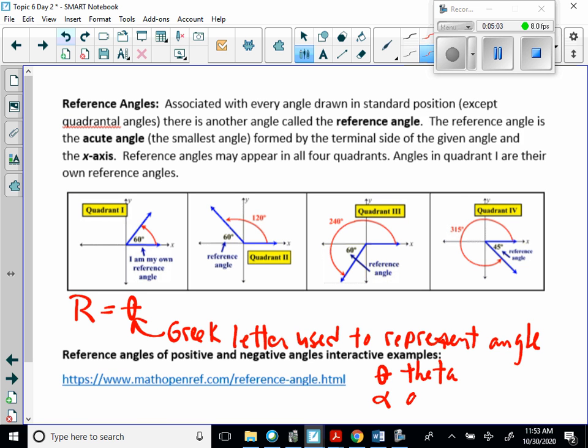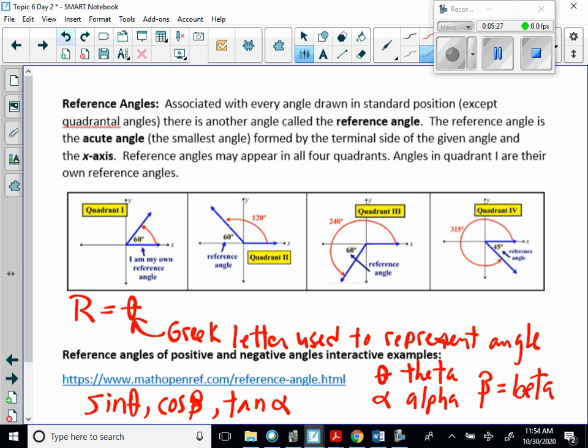So theta, alpha, beta. These are all Greek letters that are used to represent angles. So I can say sine theta, I could say cosine beta, I could say tangent alpha, and they just represent the angle, so don't worry about that.